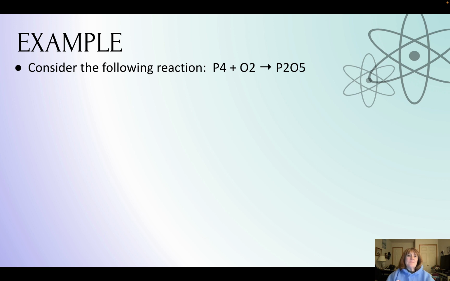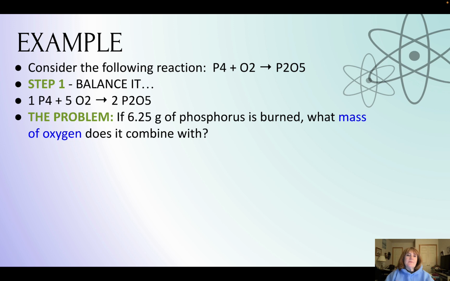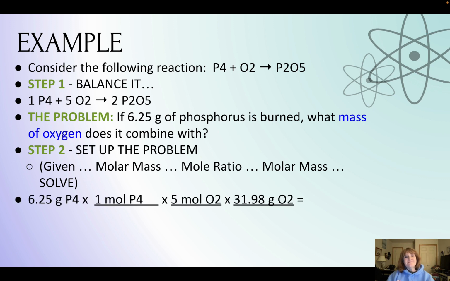Consider the following problem. P4 plus O2 makes P2O5. Step 1, balance your equation. Find that 1 P4 plus 5 O2 makes 2 P2O5. So here you're given a problem. If 6.25 grams of phosphorus is burned, what mass of oxygen does it combine with? Set up the problem. This is going to involve what you're given, molar masses, molar ratios, molar masses, and finally you get to solve it.